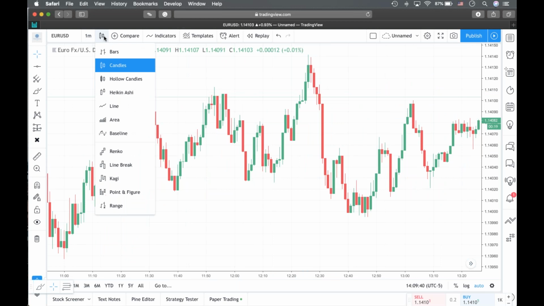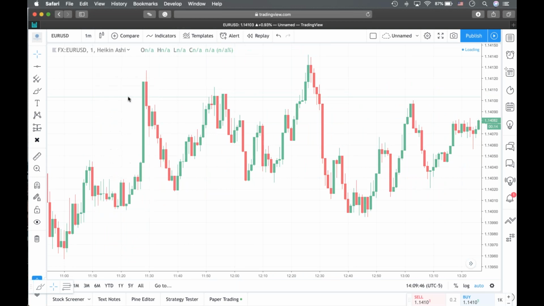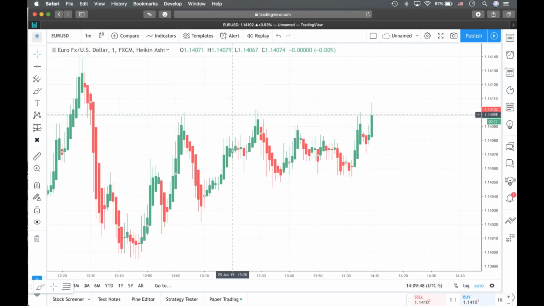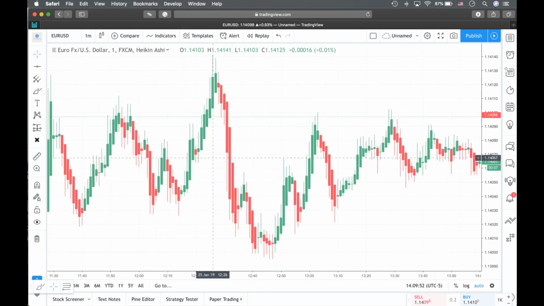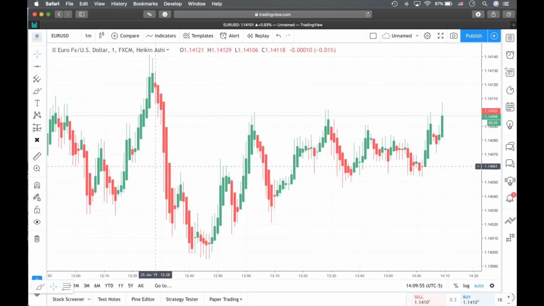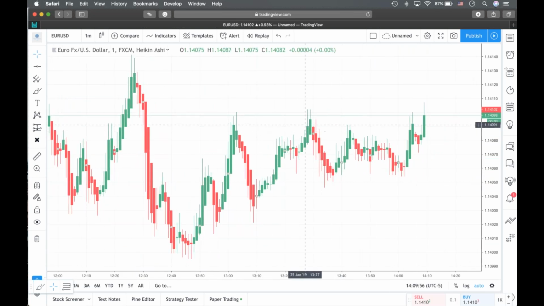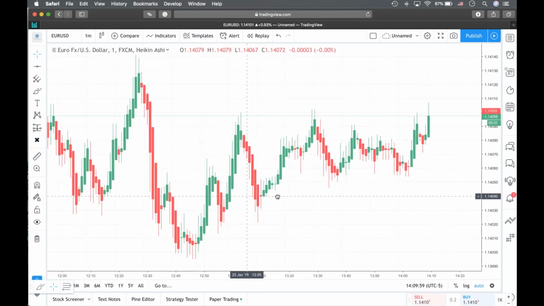The next step is to change the candle type from regular Japanese candles to Heikin Ashi candles. Now, as you can see, Heikin Ashi candles are easier to follow as far as trends. You will see what is more dominant at this moment in the market, whether it's the bears or the bulls.